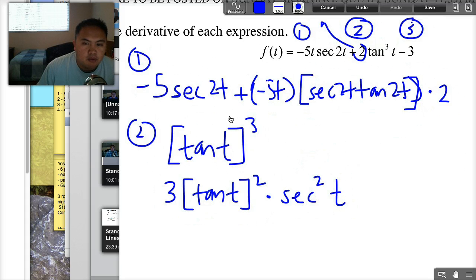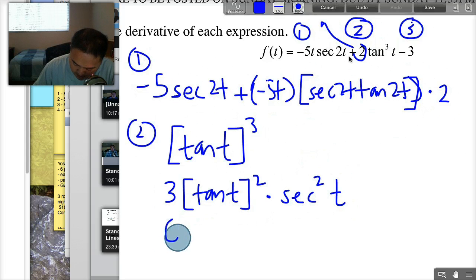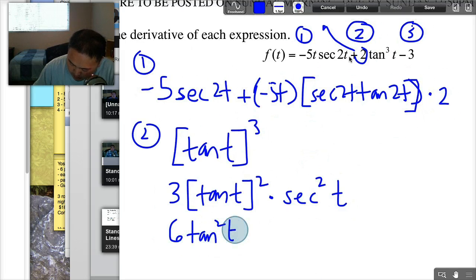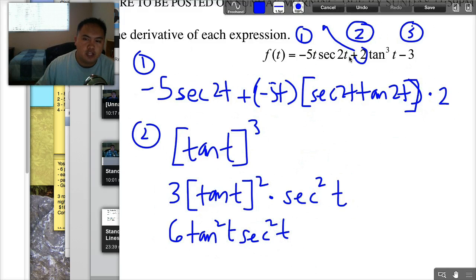Looks like I'm done, but remember, I had that 2. I had this 2 that I put away for a while. I'll multiply this 2 back into the problem. The derivative of the second piece is 6 tangent squared t secant squared t. So that's the derivative of the second piece. And remember I told you that third piece is just 0.